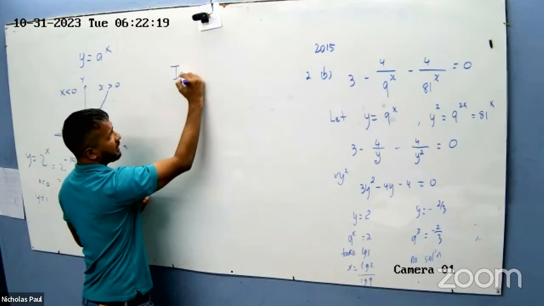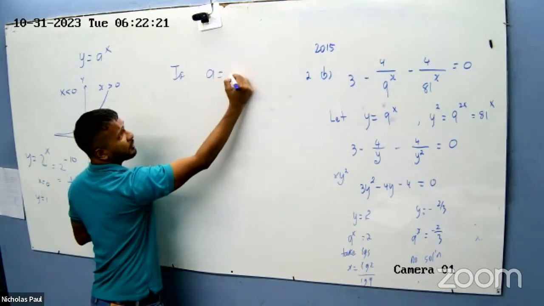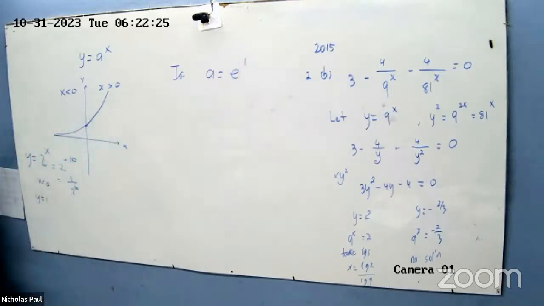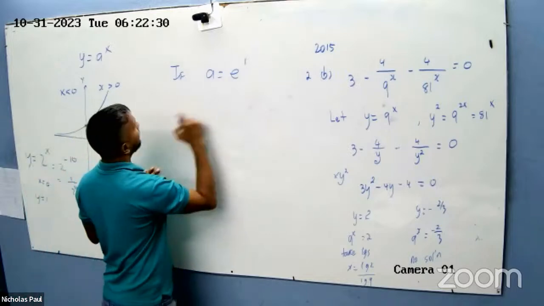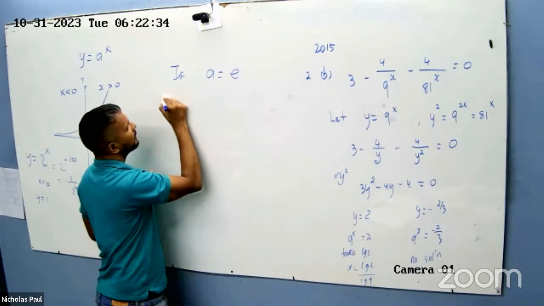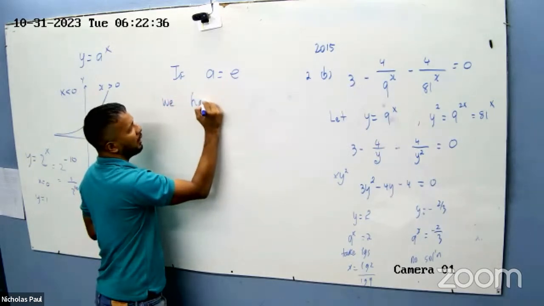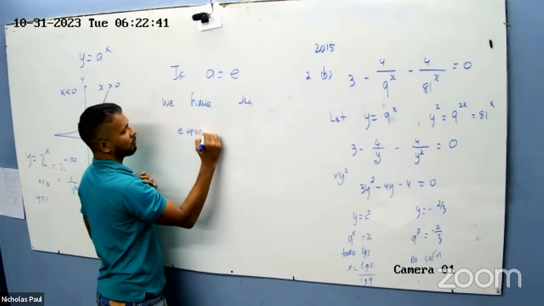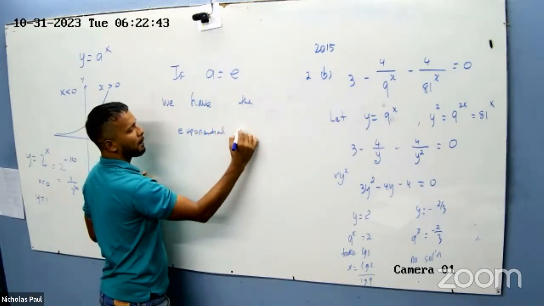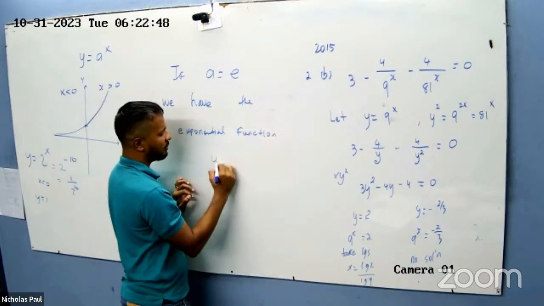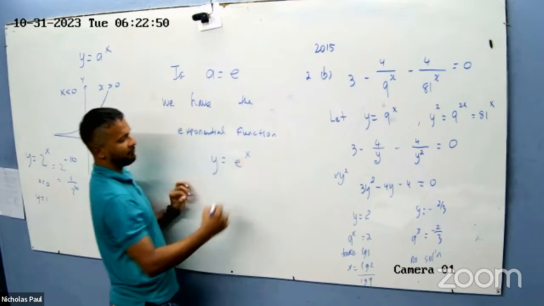And there's a special function. If a is equal to e to the power 1, that's the exponential function. If a is equal to e to the power of 1, or just e, we have the famous exponential function y is equal to e to the x.